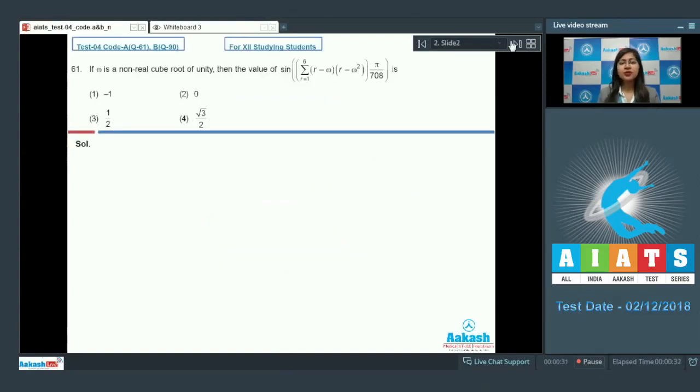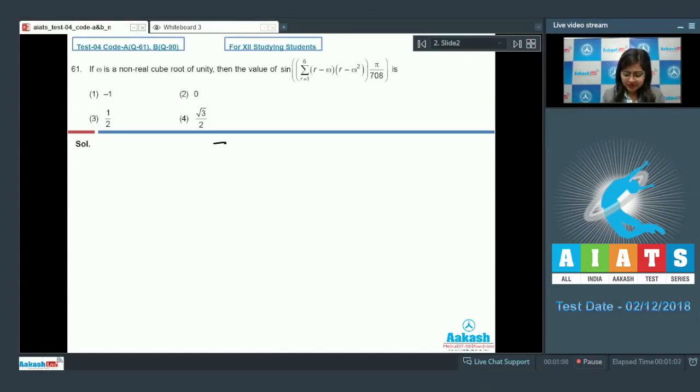So let us start with question number 61, that is, if omega is a non-real cube root of unity, then the value of sine of summation of r going from 1 to 6, (r minus omega) into (r minus omega square), into pi upon 708 is, right?